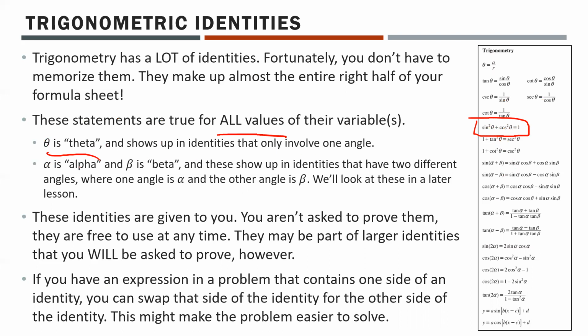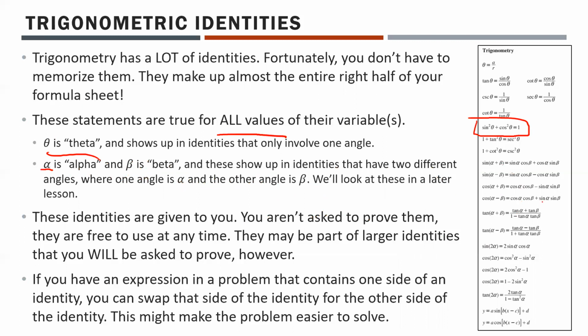Some of the ones that we're going to talk about in a couple days, because they're more advanced, are the ones that contain more than one variable. So this little symbol here kind of looks like a fish. That's alpha. It's a Greek letter. And this one, which looks like a B with a long side to it, that's called beta, right? So alpha and beta. These show up in identities that have two different angles, where one angle is alpha and another angle is beta. They have to be different angles, so they're not the same value. Alpha and beta are not the same angles. Maybe alpha's 10 degrees and beta's 70 degrees or something like that. We'll look at these in a later lesson though.